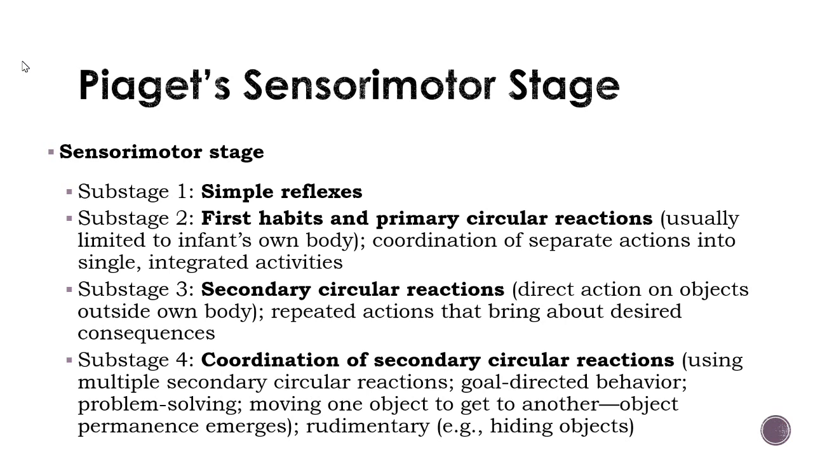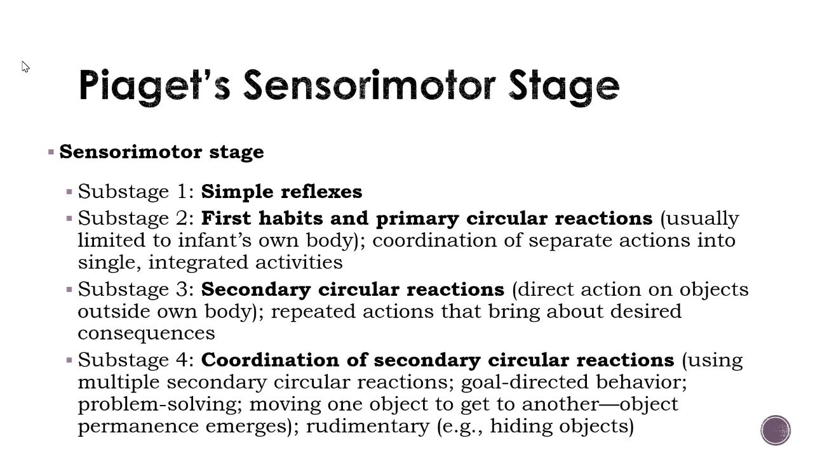Then they move into substage 3, which is secondary circular reactions. Here's what's different about this one. In primary circular reactions, it was usually their own body. Secondary, now it's not limited to their own body. Usually it has to do with objects in the outside world. Anything around them, now they're starting to interact with that and do things on purpose, like push something to make it swing, hit a button to make a noise. These are secondary circular reactions. And this is where they first are doing the actions that bring about desired consequences. They're not accidental movements. Now, I want this to happen, so I am doing this action.